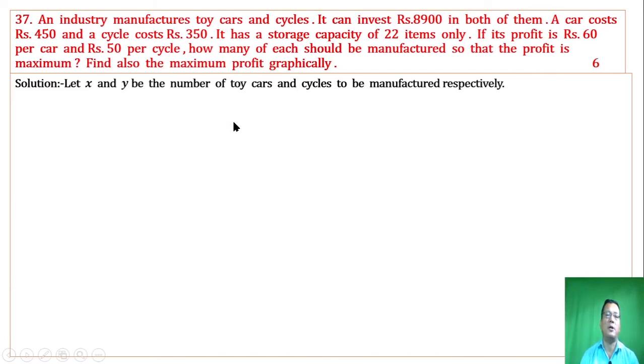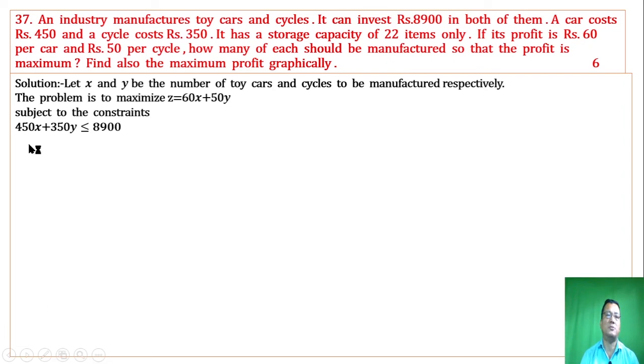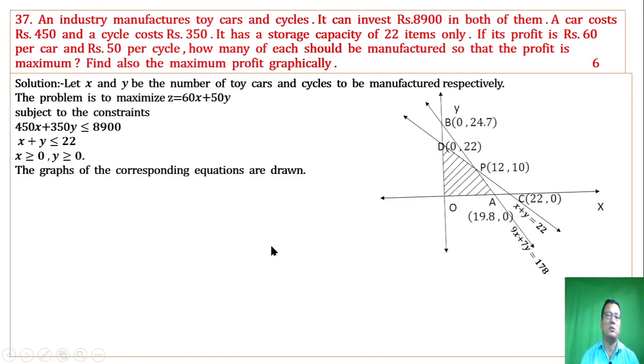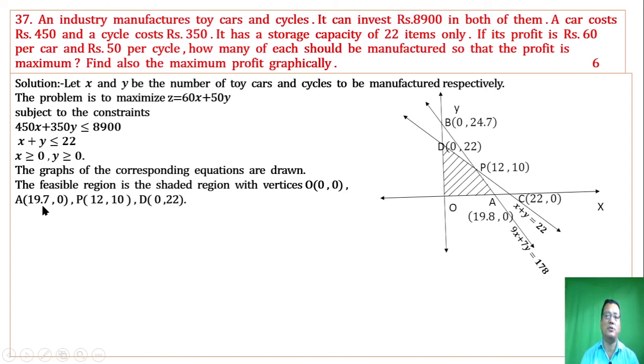Let X and Y be the number of toy cars and cycles to be manufactured respectively. The problem is to maximize Z equals 60X plus 50Y, subject to the constraints 450X plus 350Y less than or equal to 8900, X plus Y less than or equal to 22, X greater than or equal to 0, Y greater than or equal to 0. The graphs of the corresponding equations are drawn. The feasible region is the shaded region with vertices O, whose coordinates are 0, 0, A, whose coordinates are 19.7, 0, P, whose coordinates are 12, 10, and D, whose coordinates are 0, 22.